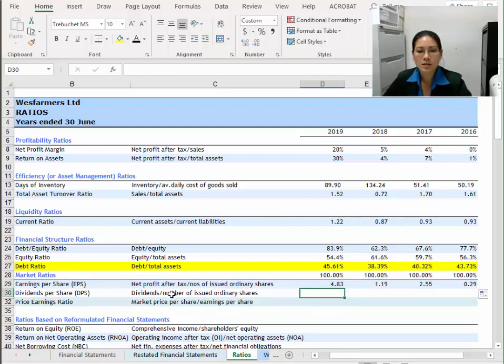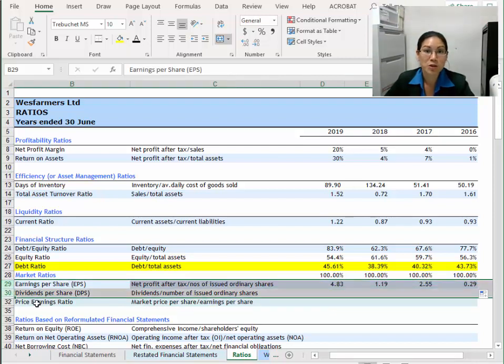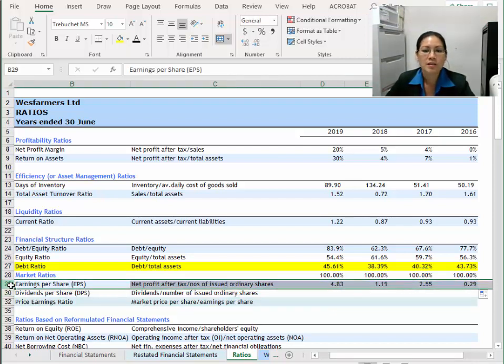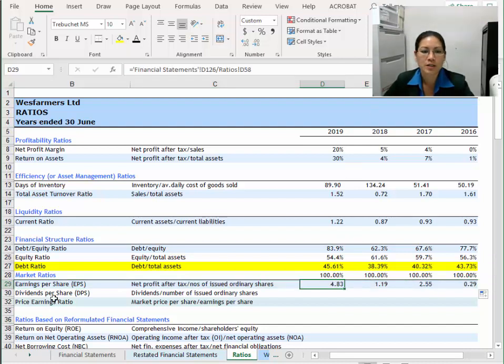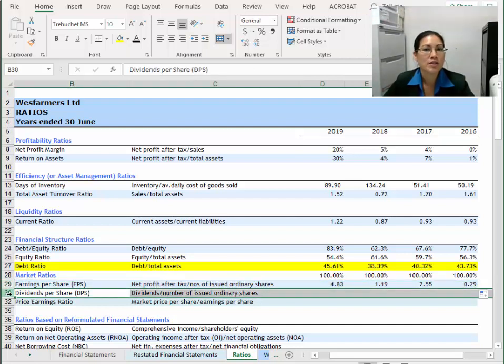Let's have a look at the dividends. So dividends per share is, so the difference between these. Earnings per share is how much, if a company like Wesfarmers was to pay out all of its profit to its shareholders, every shareholder could get per share that they earned. These are the earnings per share of the company. So $4.83 in 2019. A company doesn't usually pay out very much, though, of these earnings to its shareholders, and that's what your dividends per share tells you.